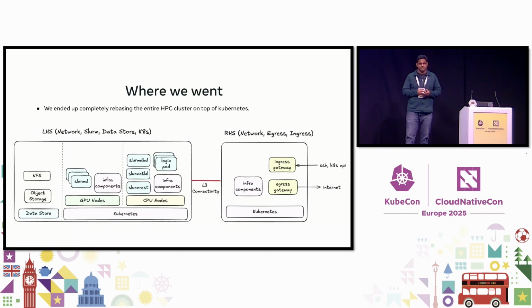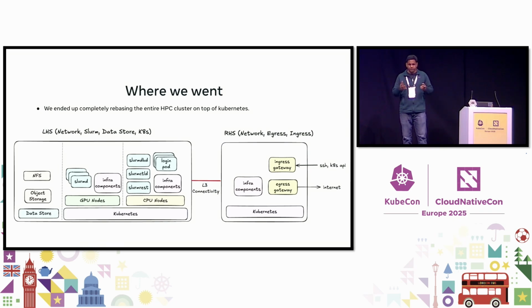So now the cluster is divided into two different parts. On the right-hand side, typically we run things like ingress and egress gateways on top of Kubernetes. There are a few other infrastructure components that run there that are common and reusable across various clusters. And then there is the left-hand side where we actually run the GPU cluster and all the components that are required to run the workflow, including the login environment, control plane components, and all the components that we need to get the telemetry out of the cluster.